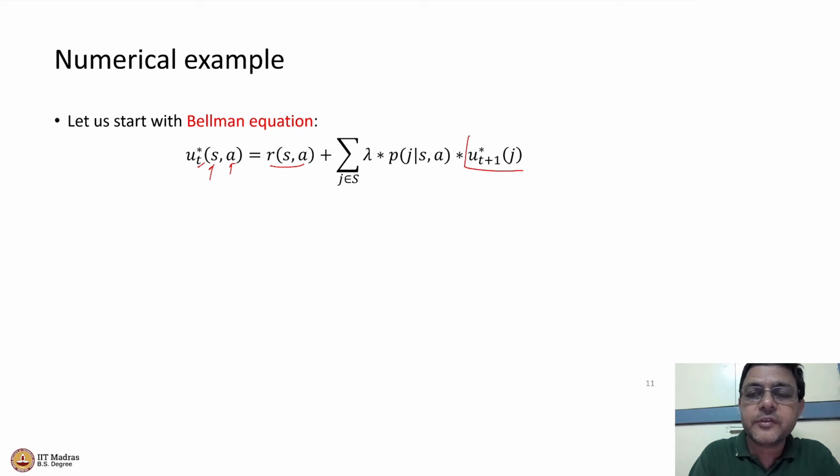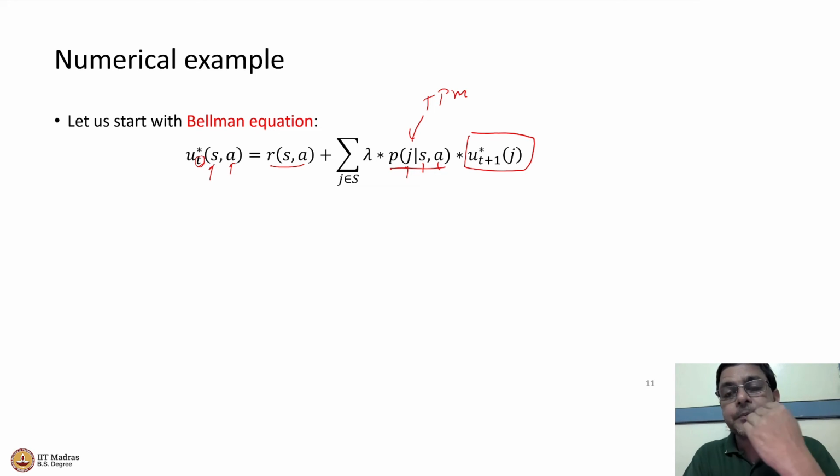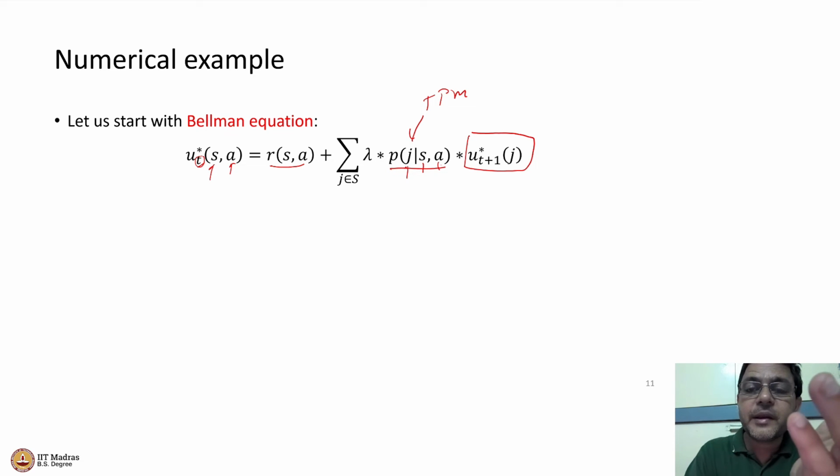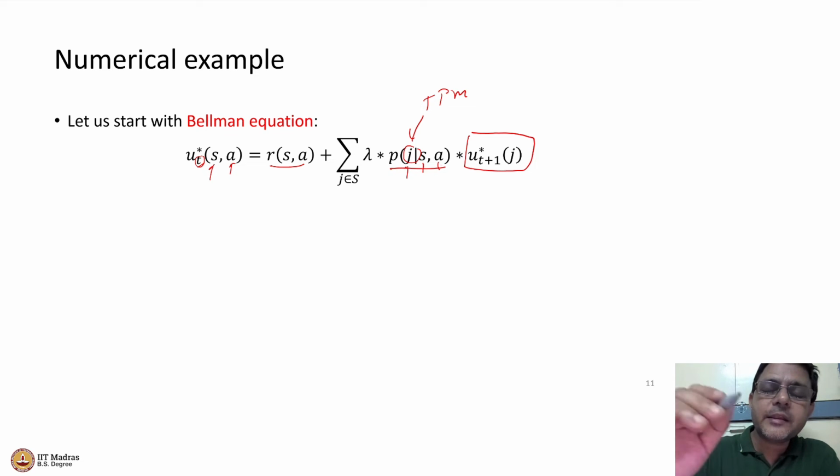Expected future reward is this, right? This is u_{t+1} of being in state J, but I could be in any state J, right? That probability is governed by me going to state J given the fact that I was in state S and took an action A, right? So this was my element of TPM. Currently in time period t, I am in state S taking an action A. Demand is realized. Because of demand realizing, I may land up in a different state at the beginning of the next time period, right? At the beginning of the next time period.